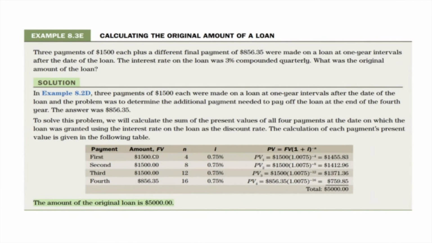So all we really need to do is find the present value of, in the first instance, that $1,500 brought back 1 year, and it comes to $1,455.83. The second $1,500 gets brought back 2 years, and it comes to $1,412.96. The third $1,500 payment is brought back 3 years, and it comes to $1,371.36. And the last payment is brought back 4 years to find out what the value of it was now. And so we do that, and that comes to $759. We add them all up, and the total comes to $5,000. In other words, that's the amount that was originally invested. That's what this was trying to pay off, effectively, this loan.